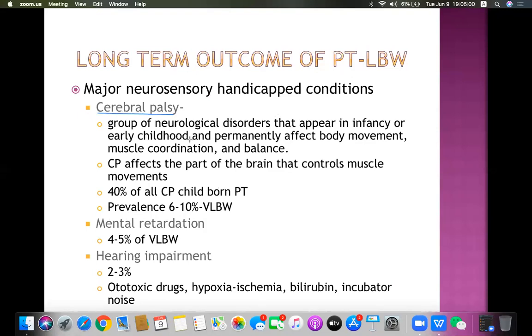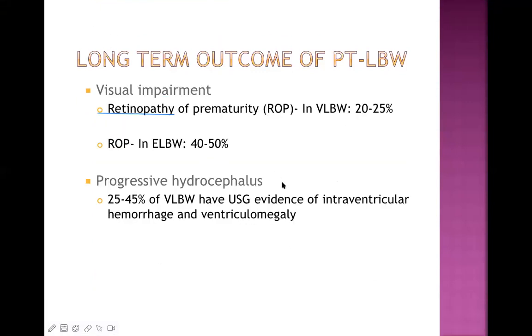Cerebral palsy is a group of neurological disorders that appear in infancy or early childhood and permanently affect body movement, muscle coordination, and balance. Now, let me make it easy for you. This is a special definition, and we have to follow the book definition many of the times, isn't it?